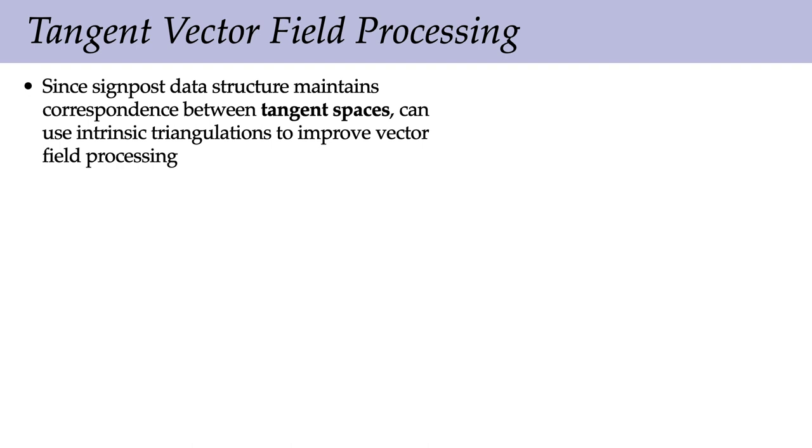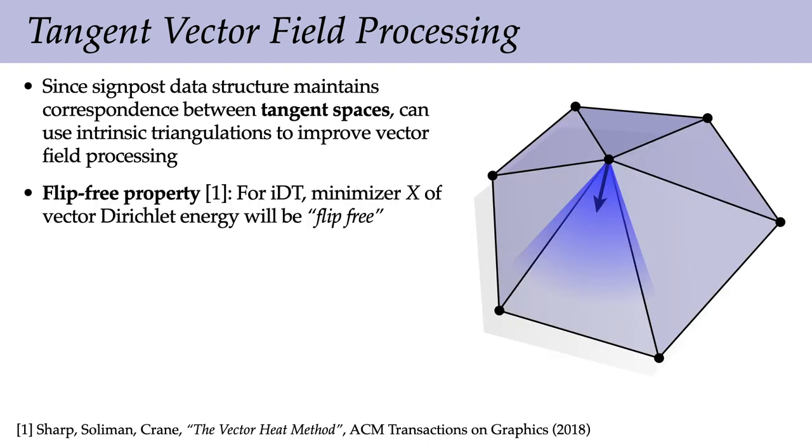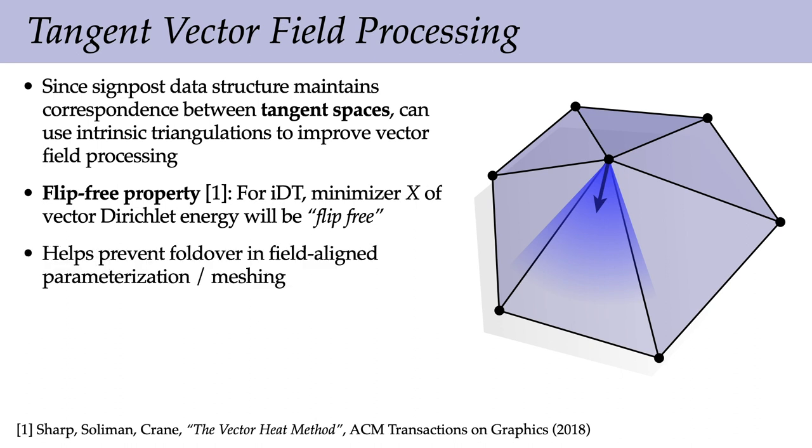We can also use this machinery for tangent vector field processing. Remember that we said the signpost representation is very natural for working with tangent vector fields, because it provides an intrinsic description of the tangent spaces. For instance, it can be shown that using the intrinsic Delaunay triangulation to build a matrix called the connection Laplacian, which governs vector fields, gives the property that our vector fields will always be flip-free, that is, each vector is contained in some convex cone of its neighbors. And this property is really useful for avoiding foldovers in field-aligned parameterization and remeshing problems.